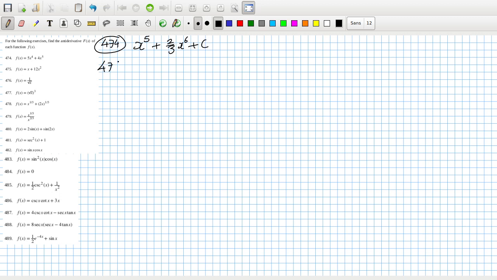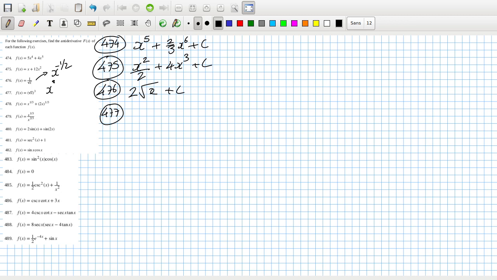Okay, 475, that would be x squared over 2 plus 4x cubed plus c. 476, okay, that's a bit tougher. That would have to be rewritten as x to the power minus a half. So that would become 2 root x, because you increase that by 1, so it becomes a half, and divide by a half. Okay, 477, that's x to the power 3 over 2.